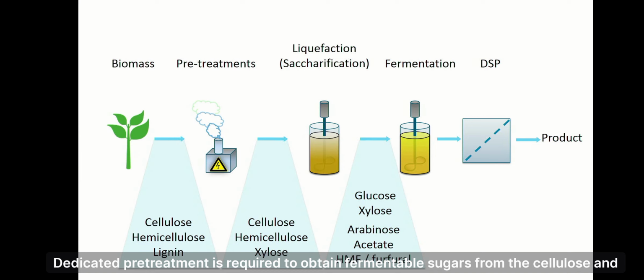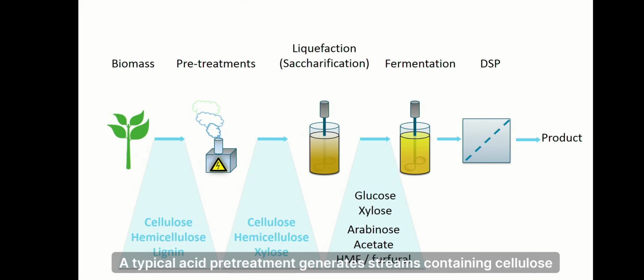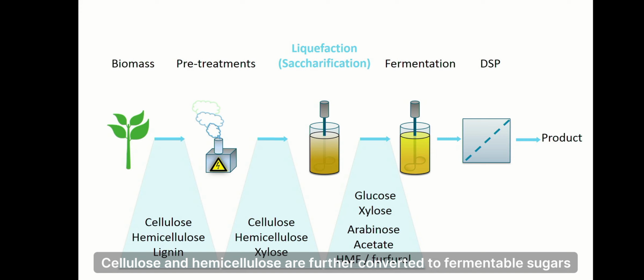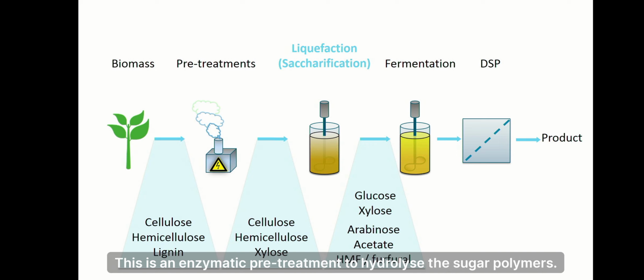Dedicated pretreatment is required to obtain fermentable sugars from the cellulose and hemicellulose fraction of the biomass. This can include mechanical and thermochemical steps. A typical acid pretreatment generates streams containing cellulose and partially hydrolyzed hemicellulose. Cellulose and hemicellulose are further converted to fermentable sugars in a step called saccharification or liquefaction. This is an enzymatic pretreatment to hydrolyze the sugar polymers.